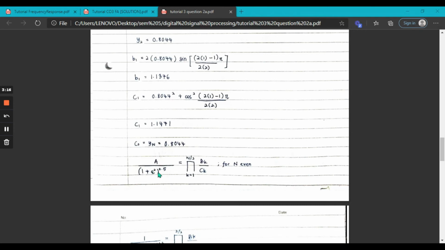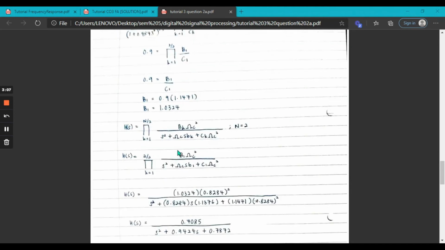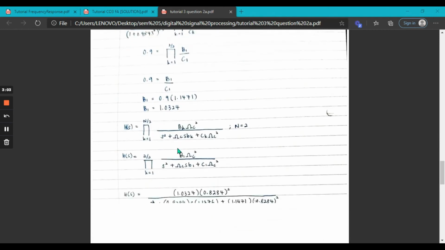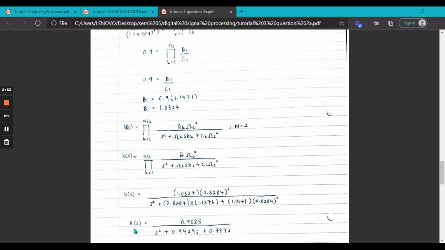We can use this formula and get capital V1 value, which is 1.0324. Then we substitute all the values that we found just now in this formula to find H(s). Lastly, we get H(s) equal to 0.7085 over s squared plus 0.9424s plus 0.7872.